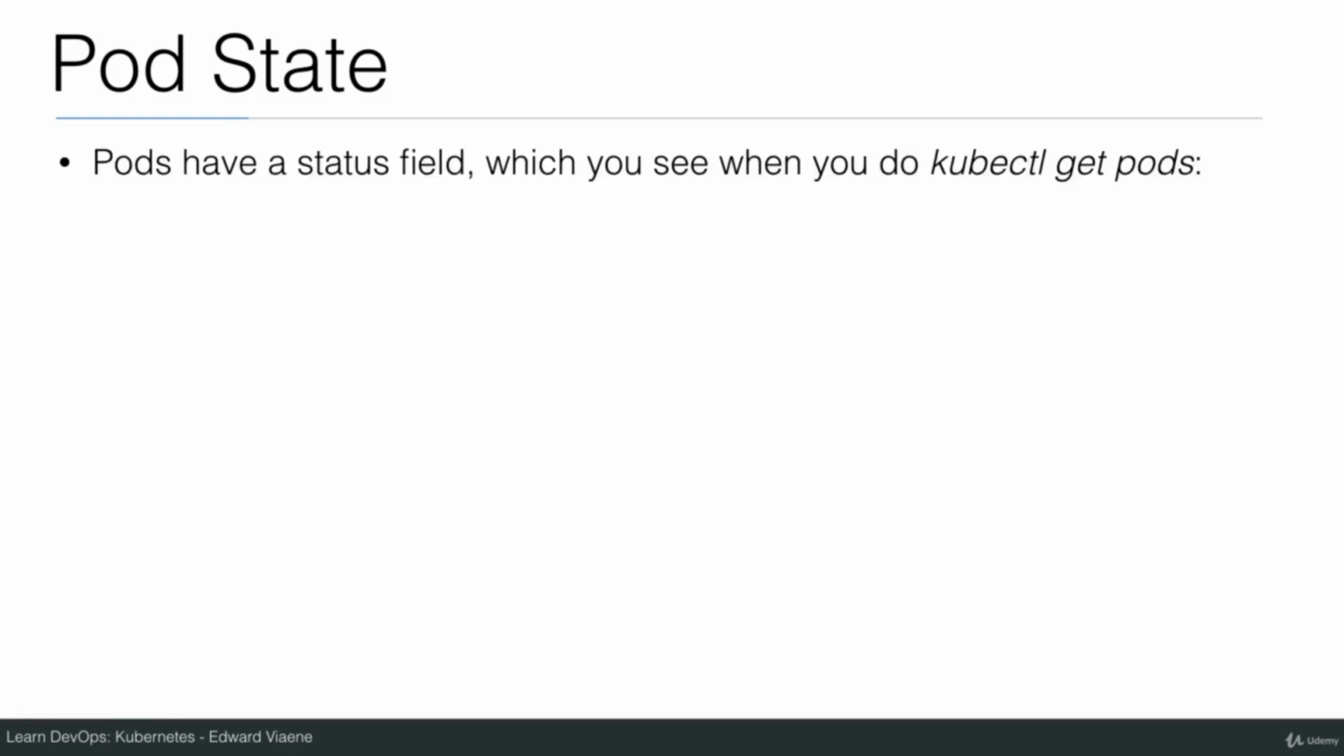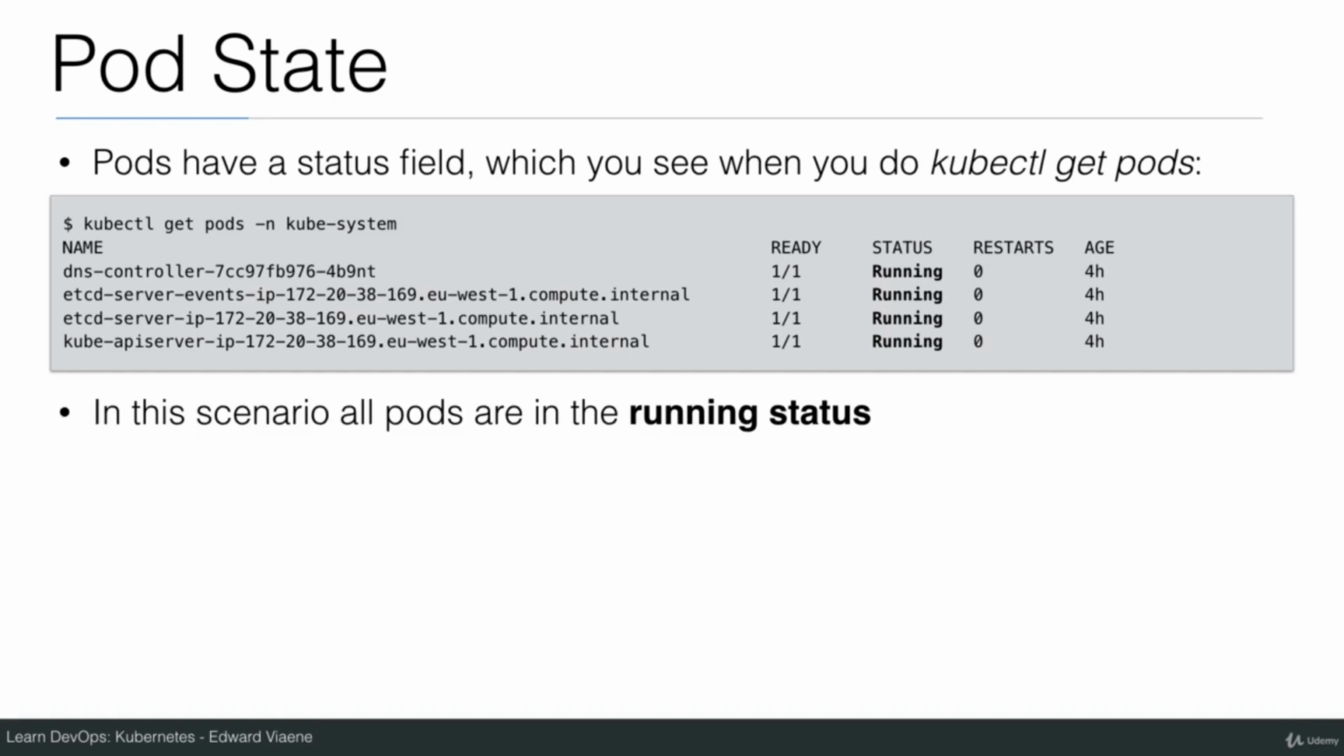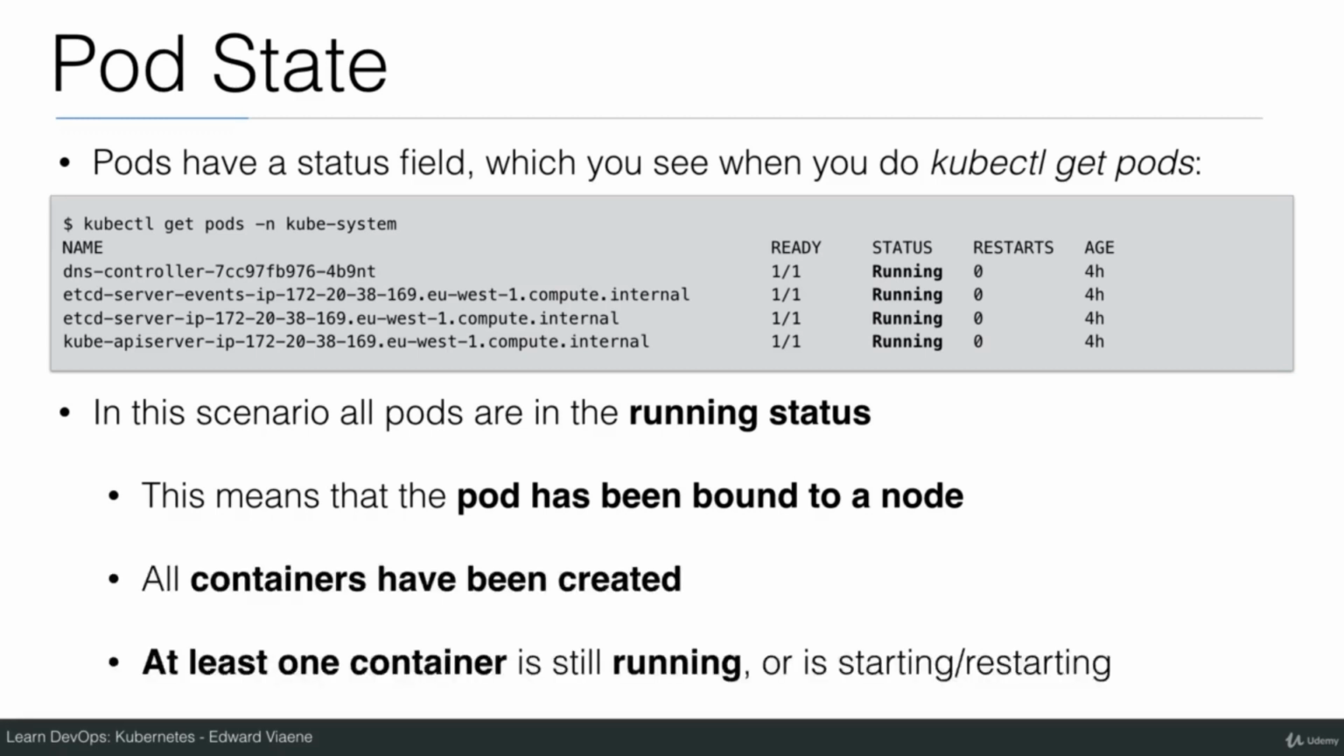Pods have a status field, which you see when you do kubectl get pods. Here you see the status field. In this scenario, all pods are in the running status. This means that the pod has been bound to a node, all containers have been created, and at least one container is still running or is starting or restarting.